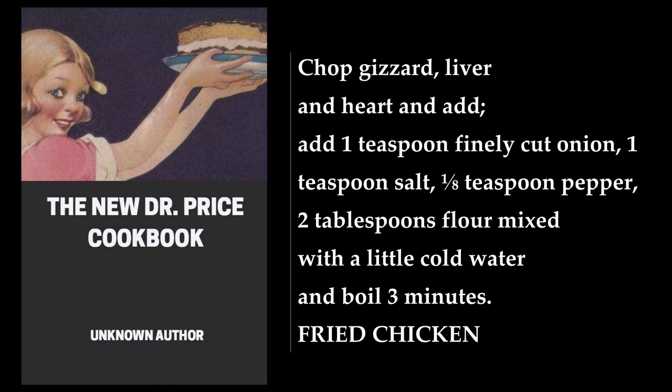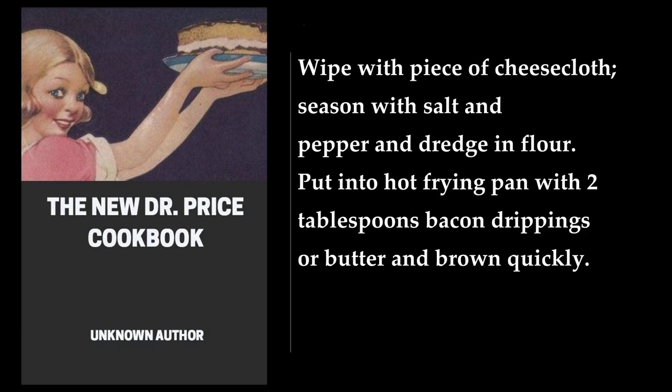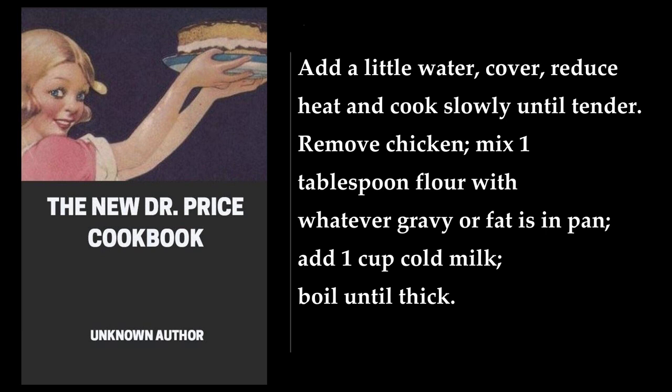Fried chicken. Singe, wash and clean chicken, cut into pieces as follows. 2 second joints, 2 drumsticks, 2 wings, breast cut into 2 pieces, backbone cut into 4 pieces. Wipe with piece of cheesecloth, season with salt and pepper and dredge in flour. Put into hot frying pan with 2 tablespoons bacon drippings or butter and brown quickly. Add a little water, cover, reduce heat and cook slowly until tender.